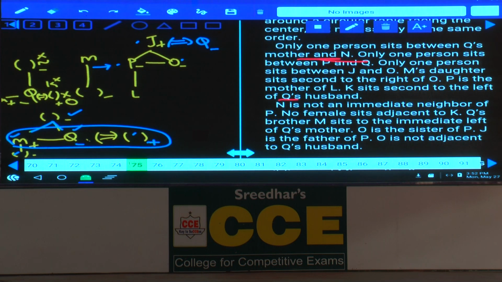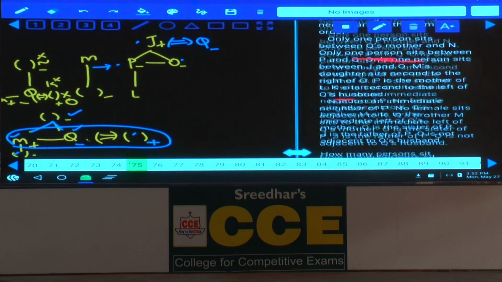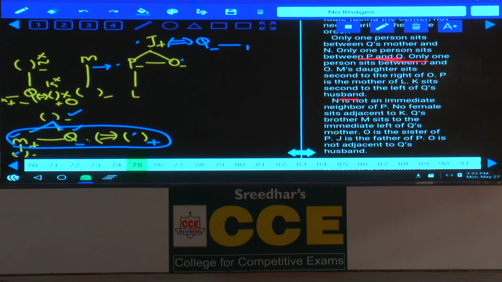Q and M. Now Q has a brother, and who is the brother here? M. And Q and M have a mother as well, the mother is here. Now check out the total number of people: 1, 2, 3, 4, 5, 6, 7 persons were done. Now we are left with one more person, and who is that person here?